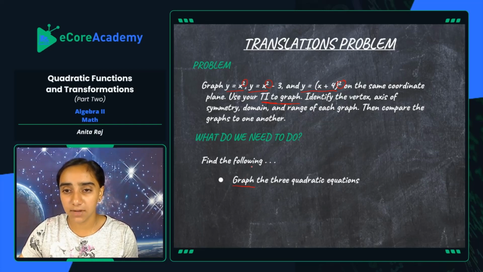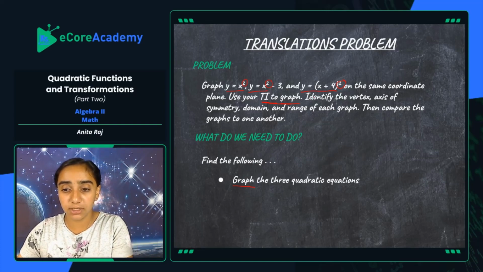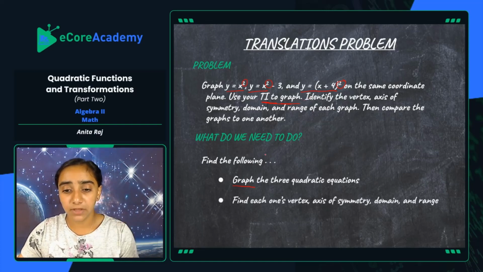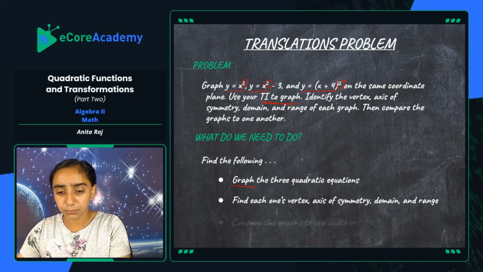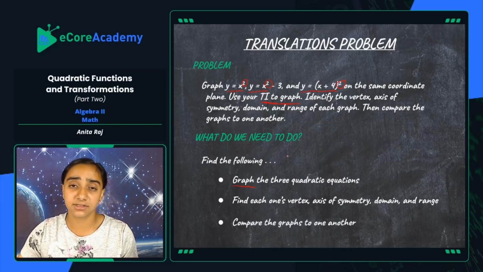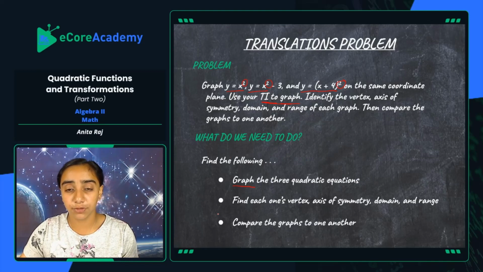If you have your TI, that's great. If you don't, then grab some coordinate grid paper or lined paper, whatever works. So we're going to be graphing these 3 equations. And then after that, we're going to find each one's vertex, axis of symmetry, domain, and range. So for each of these, we're going to be finding these 4 components. And then lastly, we're going to be comparing the graphs to one another. So these are the 3 steps to solving this translations problem.